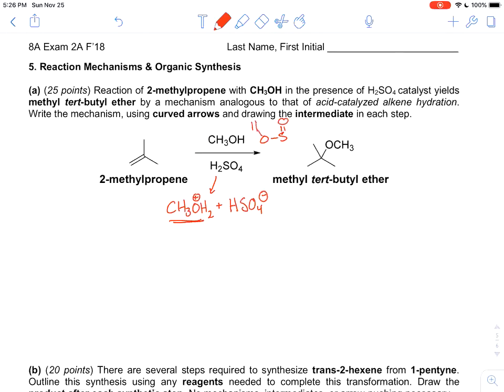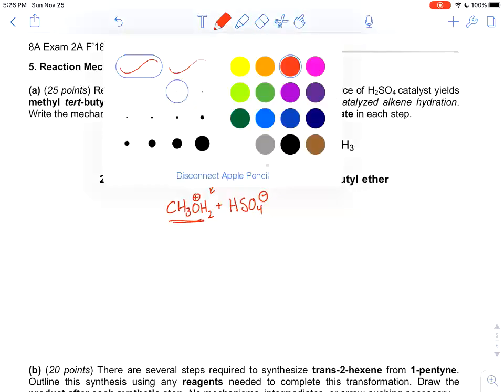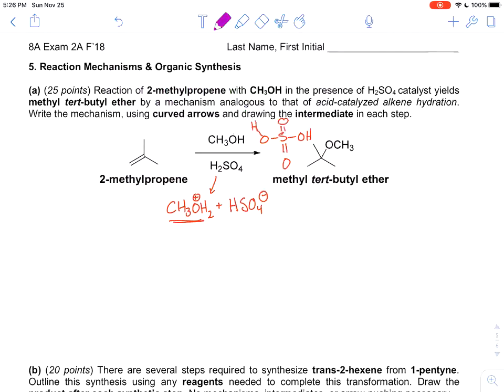Here, let's show one of the OH bonds of sulfuric acid. We're going to have methanol, which is the base, pull off that proton, kick those electrons onto that oxygen. And that's how we get protonated methanol. This is going to be our initial electrophile. So this is going to be a hydrogen electrophile, and the alkene is going to be a carbon nucleophile.